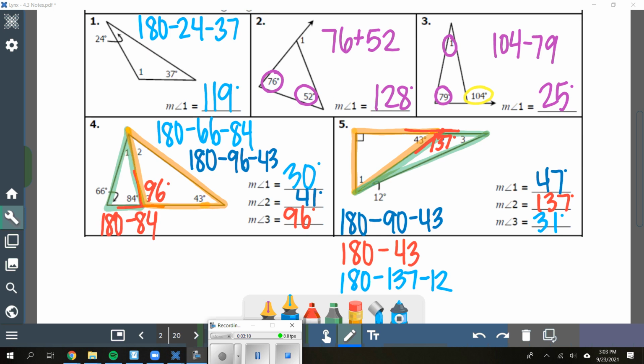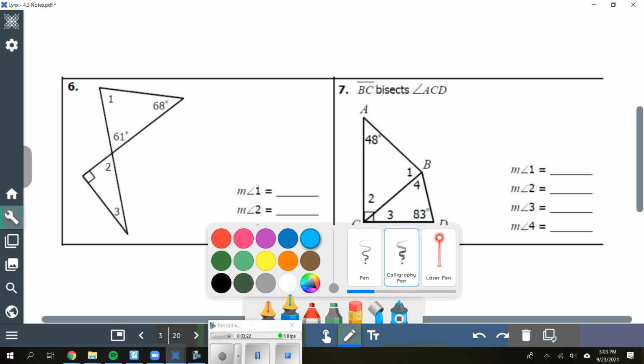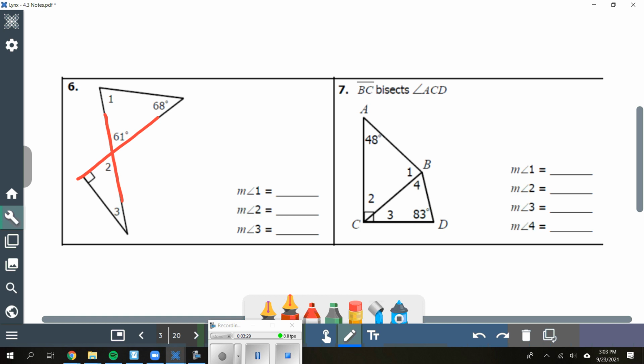Alright, so there's your answers to number 5. I have 2 inside of a triangle and 1 linear pair, just like I had before. Alright, looking at number 6, the first thing that I noticed that I want to hit on real fast is right here. We have 2 intersecting lines, angles across from each other. So those will be considered vertical angles. Angle 2 would be congruent to 61 degrees because they are vertical. And then I'm left with 2 triangles where I know both of my measures. So go ahead and pause the video and finish number 6 on your own.